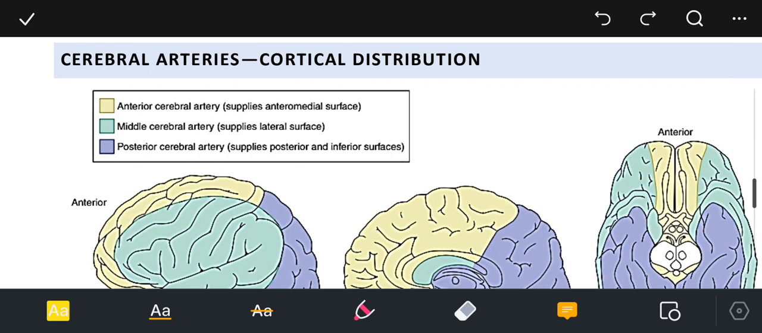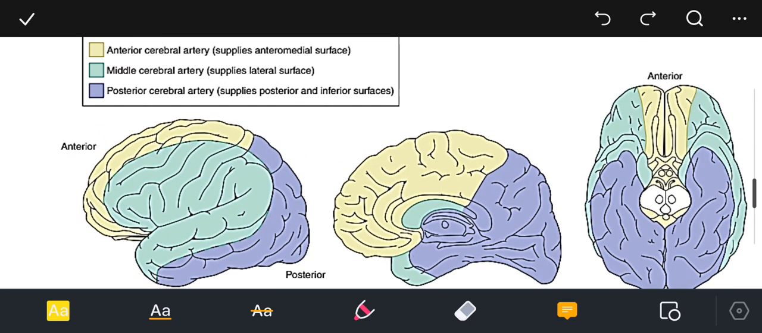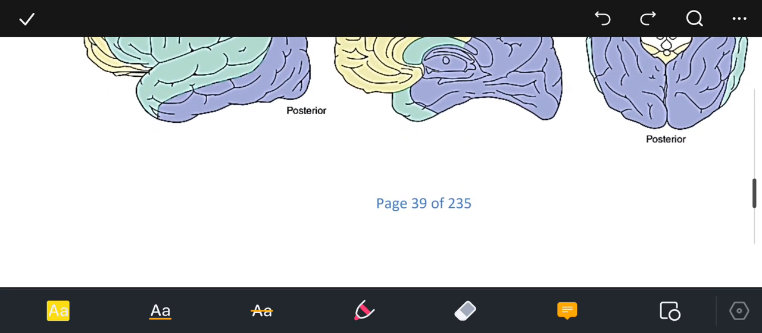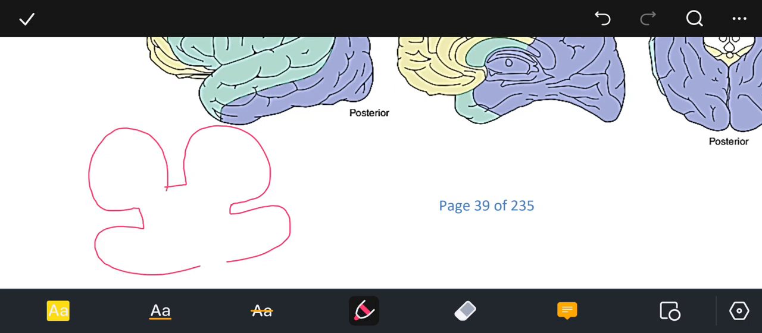Now let's move forward to cerebral arteries and cortical distribution. This is a very important graph, and you must remember it. If I draw a cut section of the brain like this, these are the cerebral hemispheres. The anterior cerebral artery moves in this central fissure and supplies the area of the brain present over here. The middle cerebral artery moves in the lateral sulcus and supplies the lateral aspect of the brain, upward and downwards. So you must remember this.